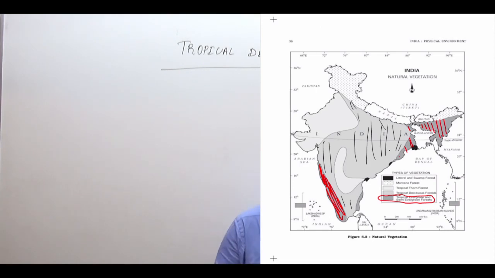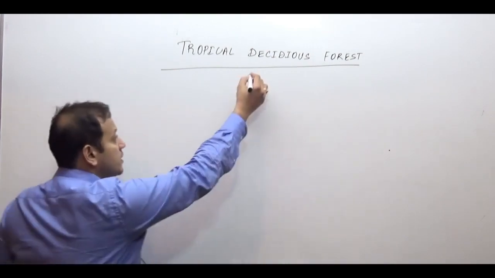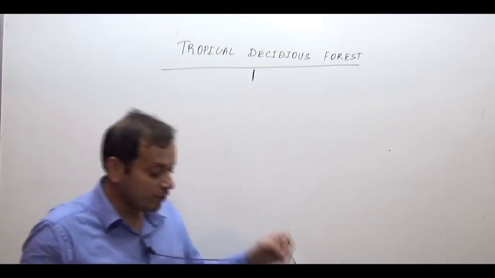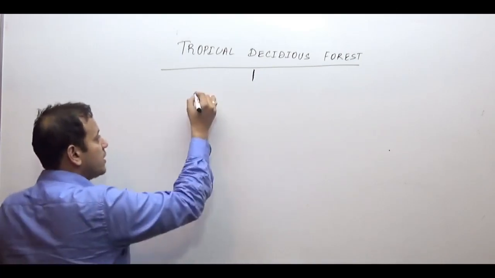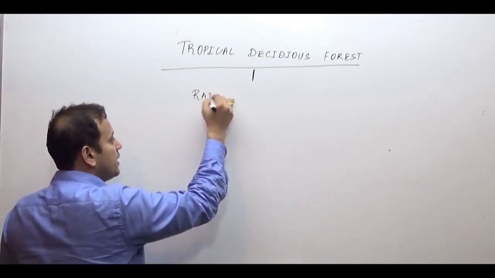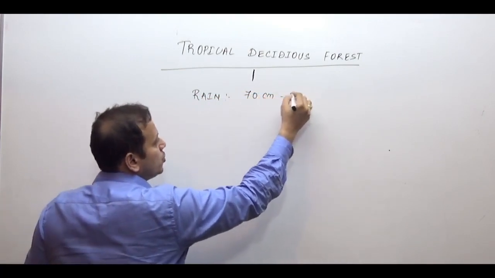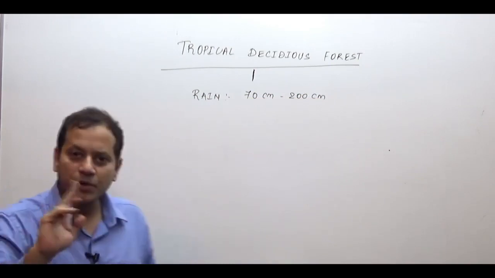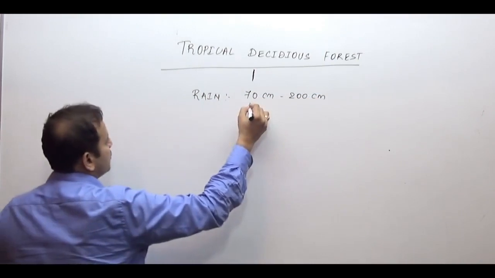Now this tropical deciduous forest is a forest which is found in the areas which receive rainfall between 70 to 200 centimeters. So these are the forests which are found in the areas receiving rainfall between 70 centimeters to 200 centimeters. Now you can see there is a lot of variation in the amount of rainfall, and therefore there are two types of tropical deciduous forest found in India.